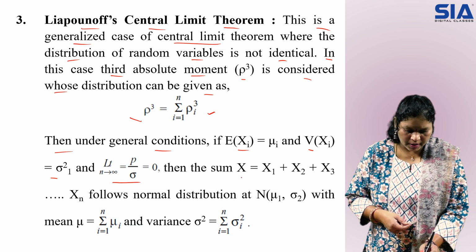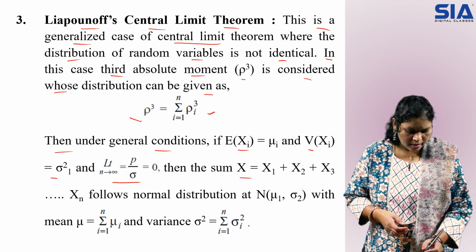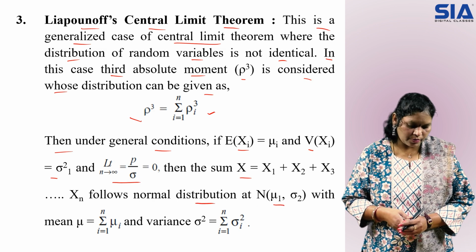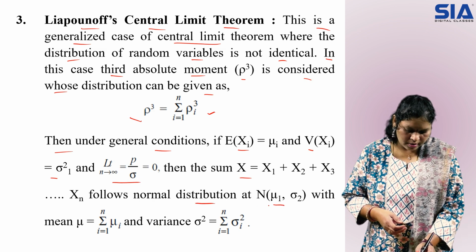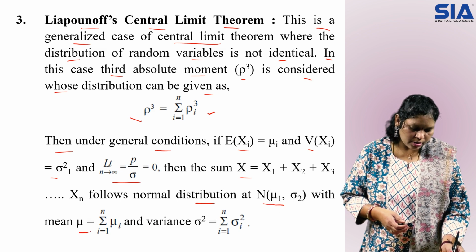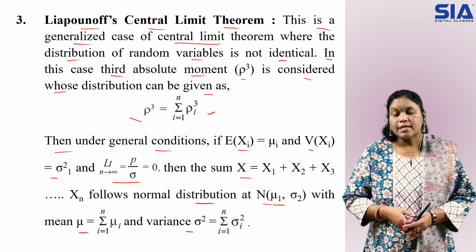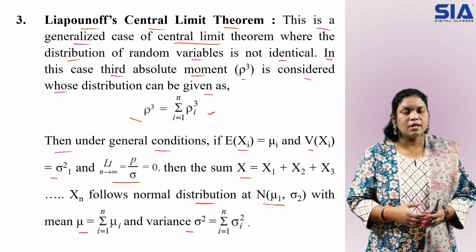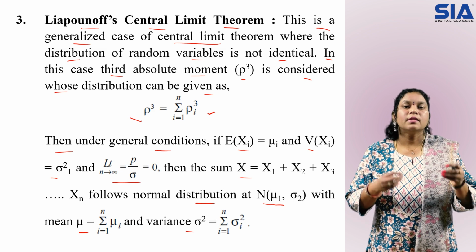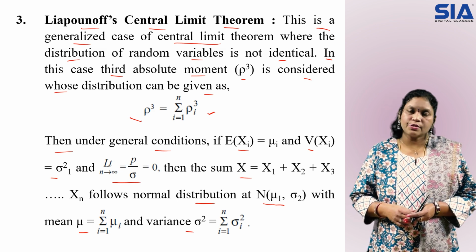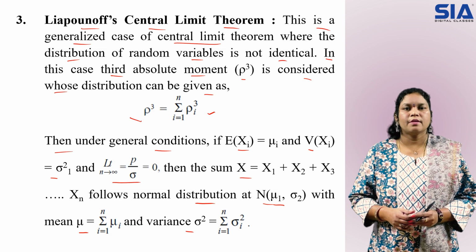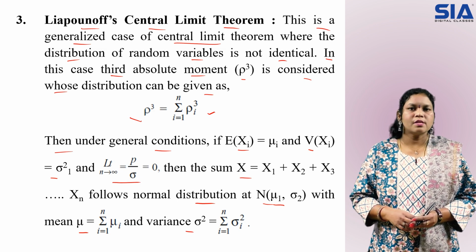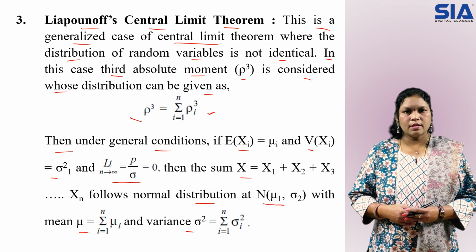Then the sum x equal to x1 plus x2 and so on up to xn again follows a normal distribution with mean mu and variance sigma square. In notation, the mean mu is equal to the summation of mu i and variance sigma square is the summation i equal to 1 to n of sigma i square. So all three cases come out of a normal population with three different conditions where the central limit theorem is utilized. So this is your central limit theorem concept and the three different cases under it. Hope you have understood this session on the central limit theorem. See you all in the next session. Thank you.